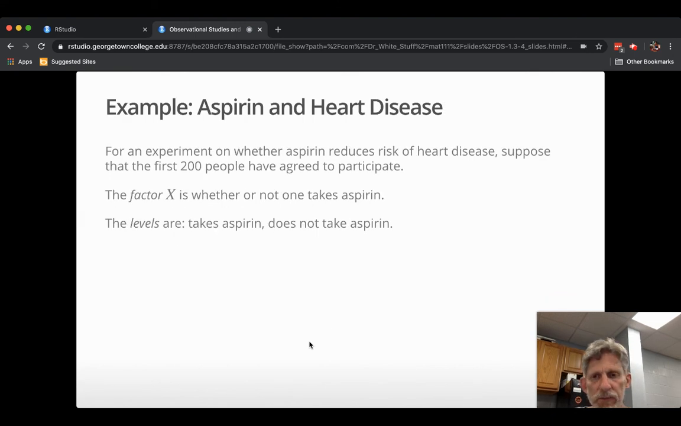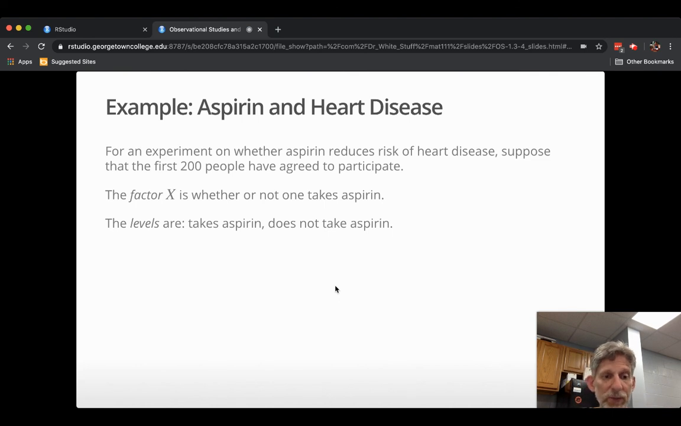Here's another example, just to get you thinking more about it. Suppose you're interested in seeing whether taking aspirin reduces the risk of heart disease. And let's suppose that 200 people have agreed to participate. So the explanatory variable here is going to be whether or not a person takes aspirin. That's going to be your factor. And the possible values of it are going to be takes aspirin, does not take aspirin.